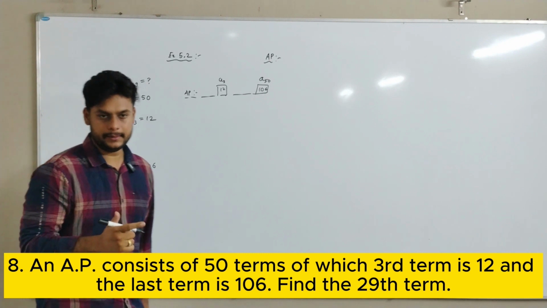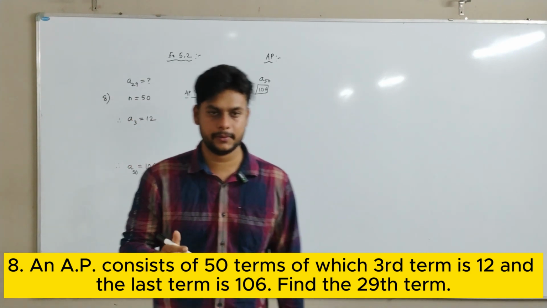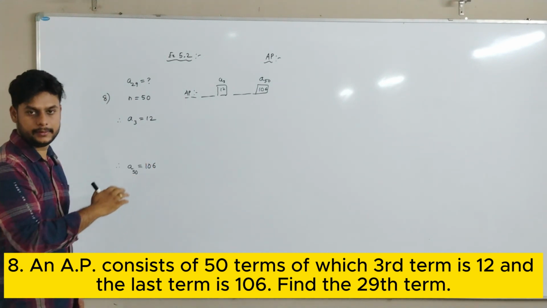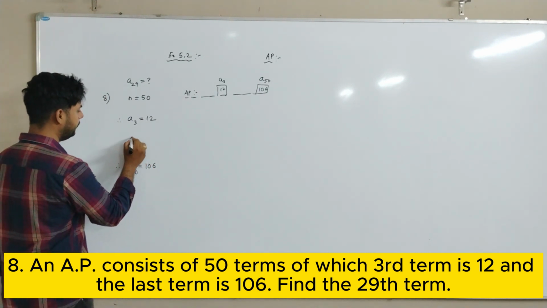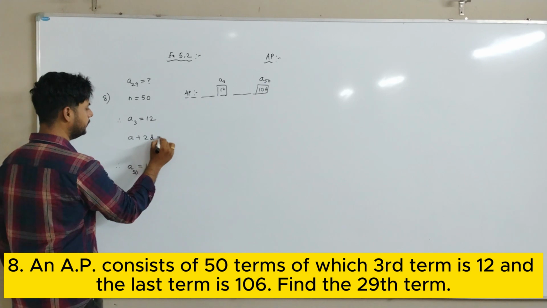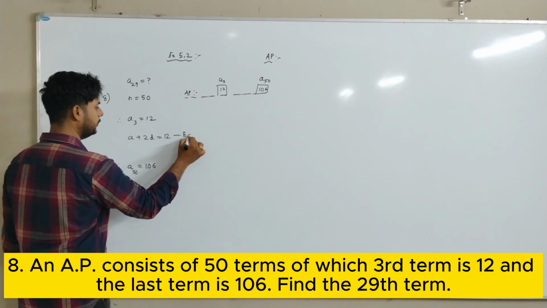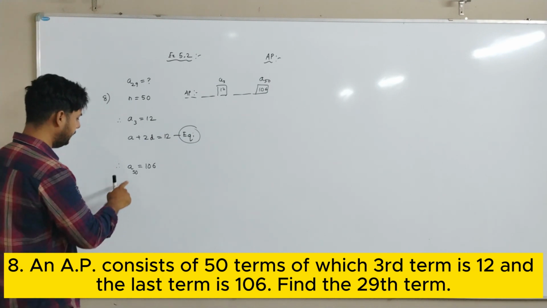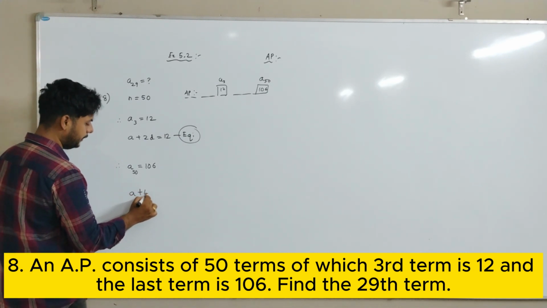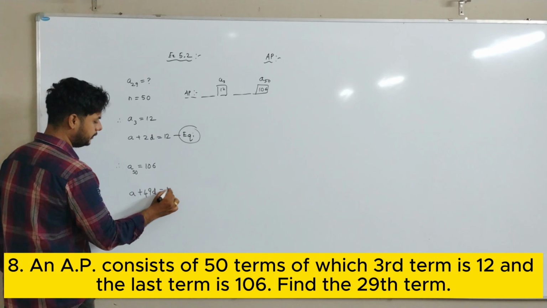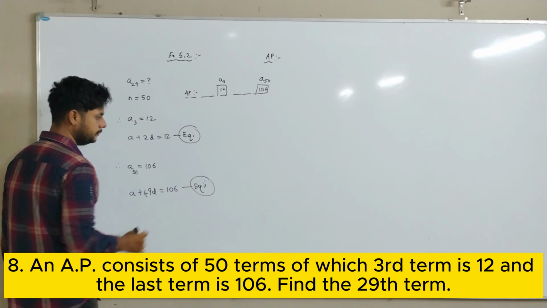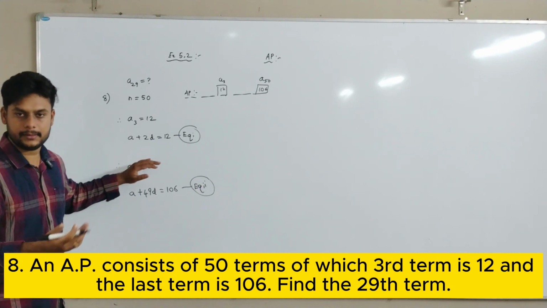So I should find A and D. If I find A and D, my work is over. Understood what I wrote here? A3 means we write it as A plus 2D is equal to 12, equation 1. And A50 means A plus 49D is equal to 106, equation 2.